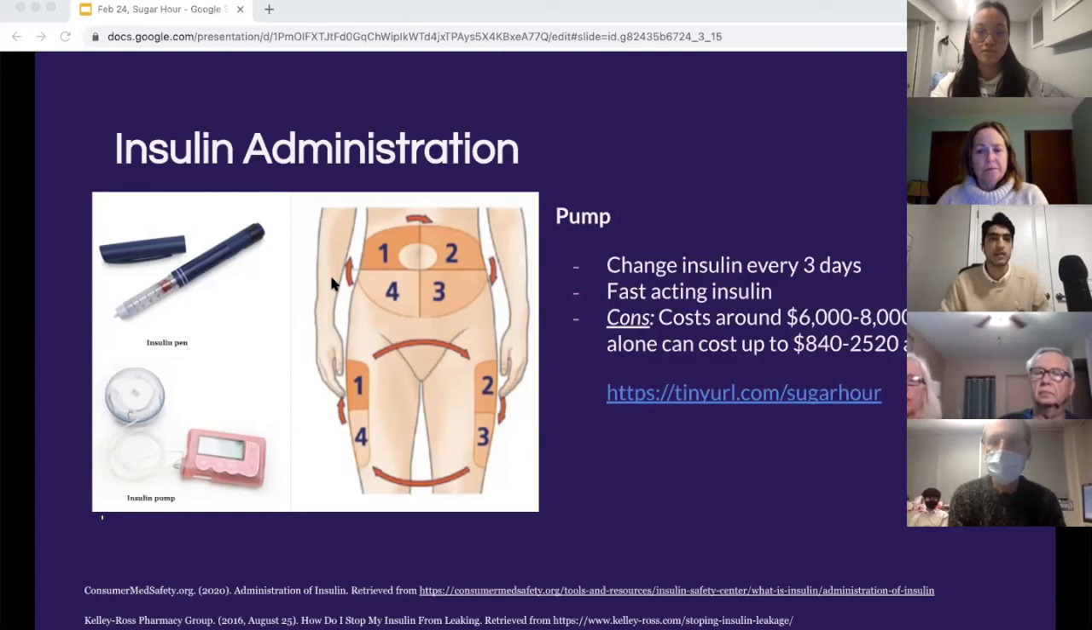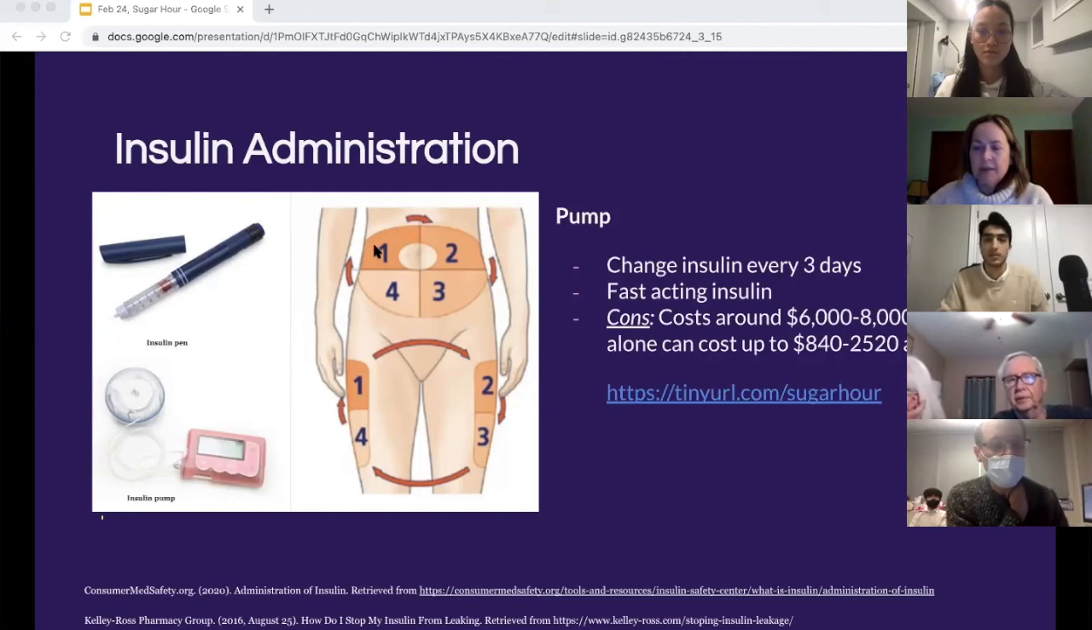If you go to this link, I don't know if you can see it clearly on the screen, tinyurl.com/sugarhour, it's going to take you to a PDF from the Canadian government that shows you who's covered, who isn't, how much is covered for you, and what ways you could seek to reduce the costs. And again, I'll open it up to Dr. Kearney and Bo here if they want to jump in.